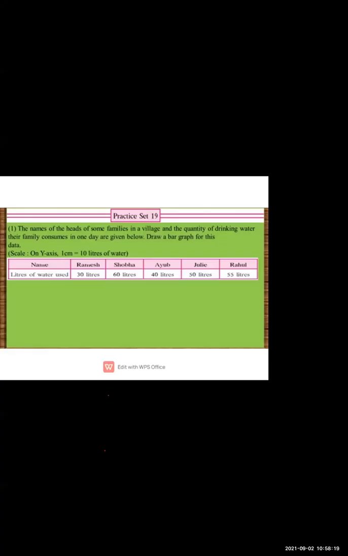What is the question? The names of the heads of some families. The heads of families are, for example, grandfather, papa, mother, grandmother. So here also some heads of the families' names are given in a village. And the quantity of drinking water, how much the whole family consumes in one day, is given below in the box.